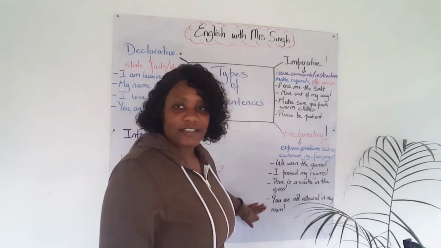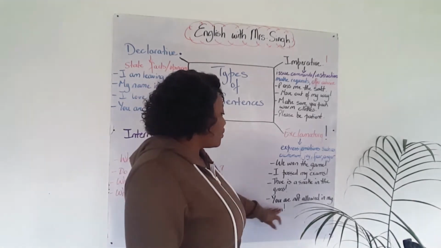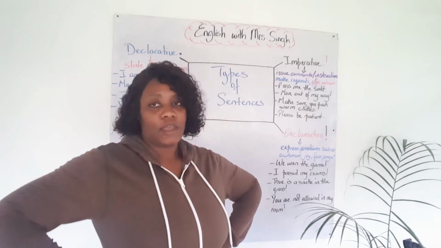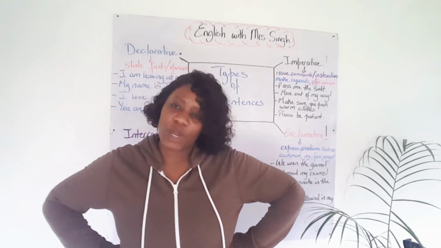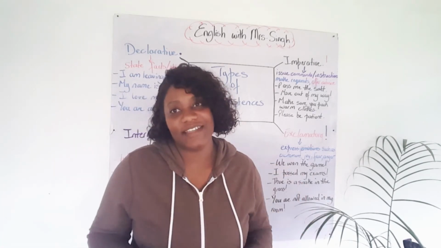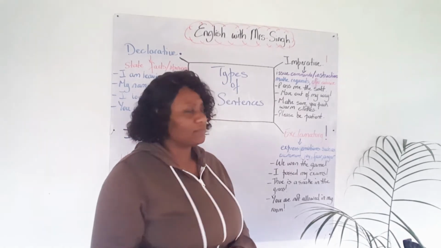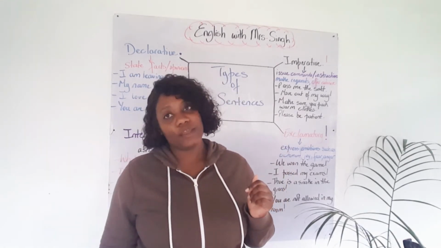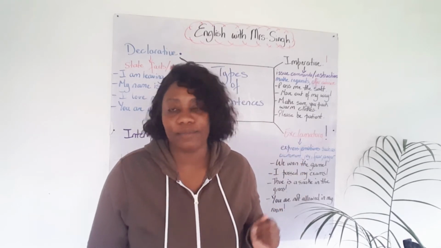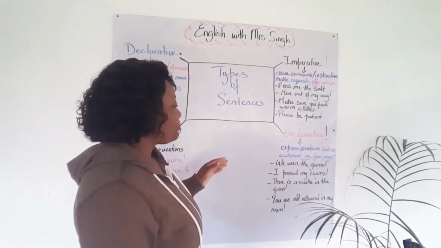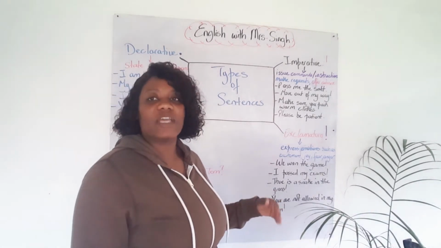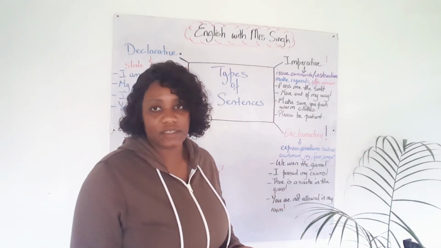And the last sentence says, you are not allowed in my room. There, the person is what now? The person is angry. You are not supposed to be in my room and you are here. Hey, you are not allowed in my room. Get out. So, in these sentences, we show where we express different types of emotions.